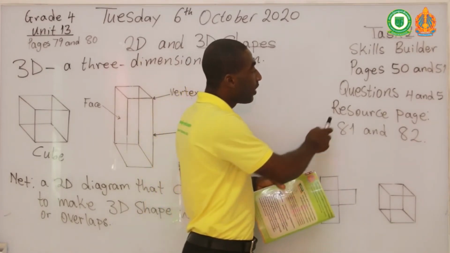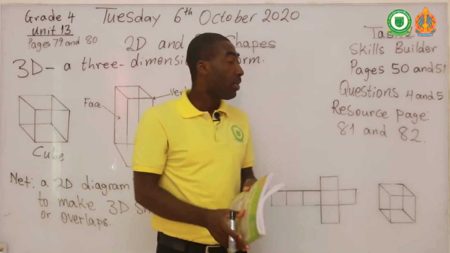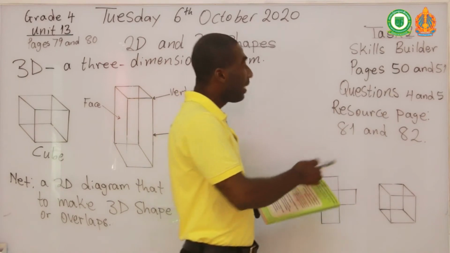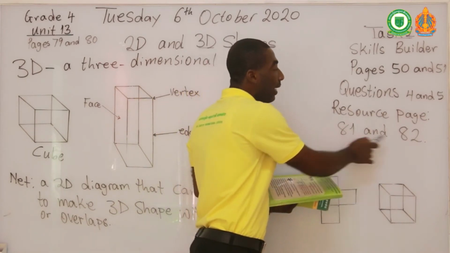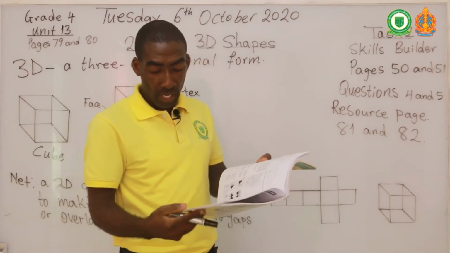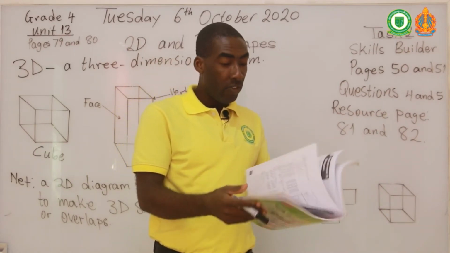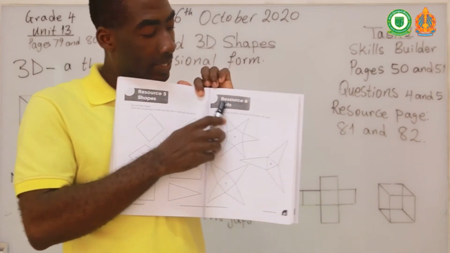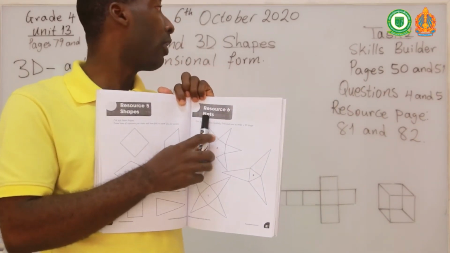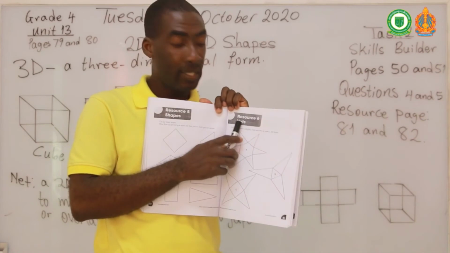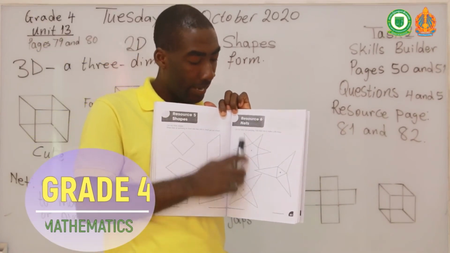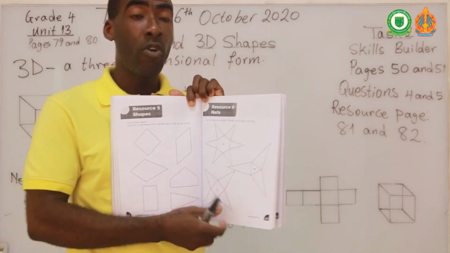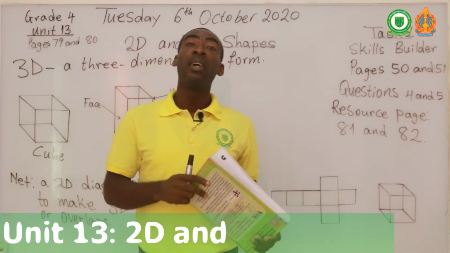Again, we are going to use the resource page. You go to the back of your book, to pages 81 and 82. That is at the back of your book, and this is how it looks. This is the resource book. We're going to use resource 6, the net. We use this to answer question 4, and then you move to question 5.